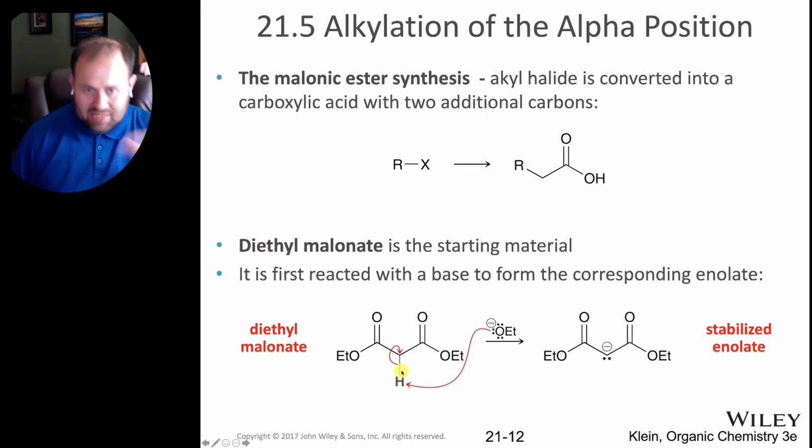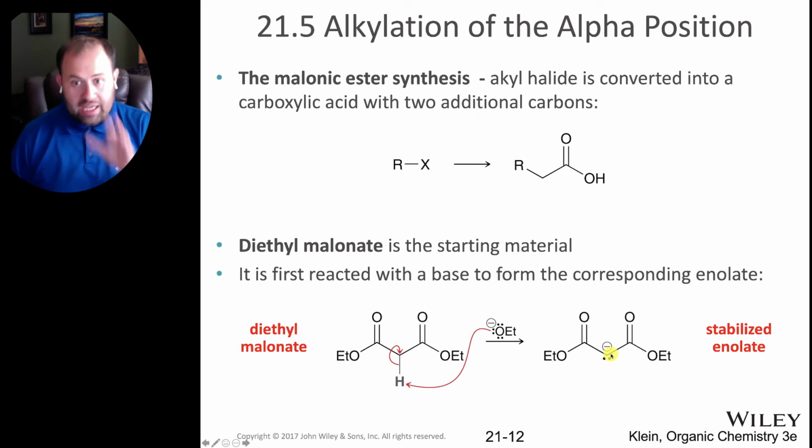It's got a pKa somewhere in the 9-ish region. And the reason for that is because there's extra resonance that stabilizes its conjugate base. So it's quite easy to transform it fully into the enolate form with a milder, relatively speaking, strong base such as ethoxide.